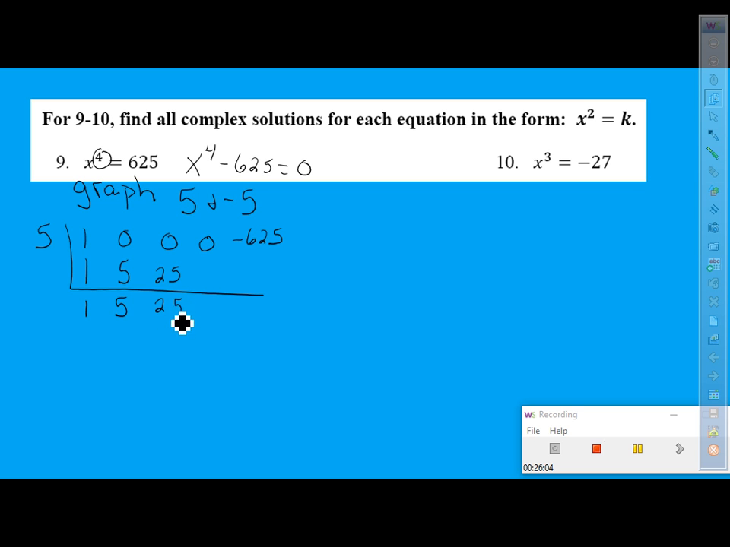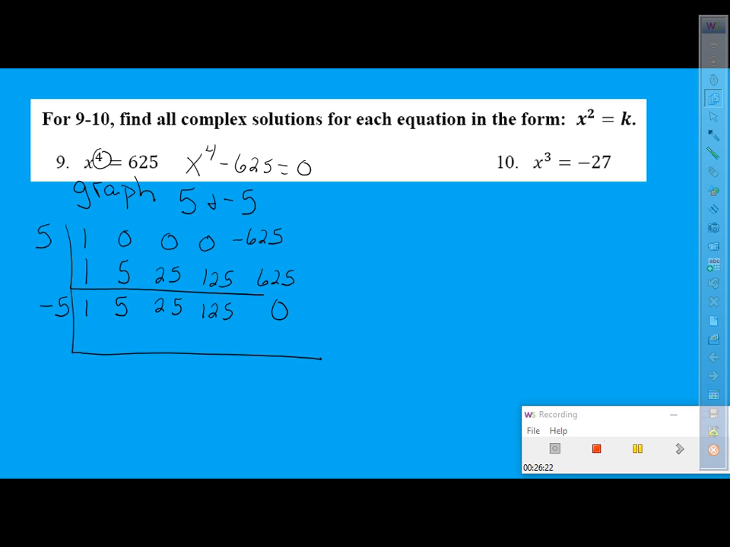We'll do this one. We'll skip number 10 because these are long. 5 times 25 is 125. Add them up and get 125. 5 times 125 is 625. Add them up and get 0.